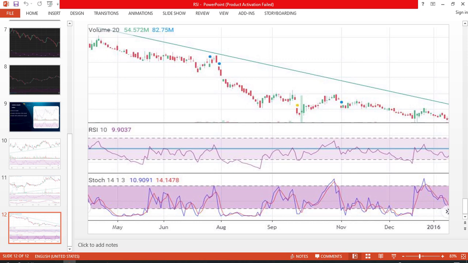Yes, this was my description, and I think this was everything that you needed to know about the RSI indicator.